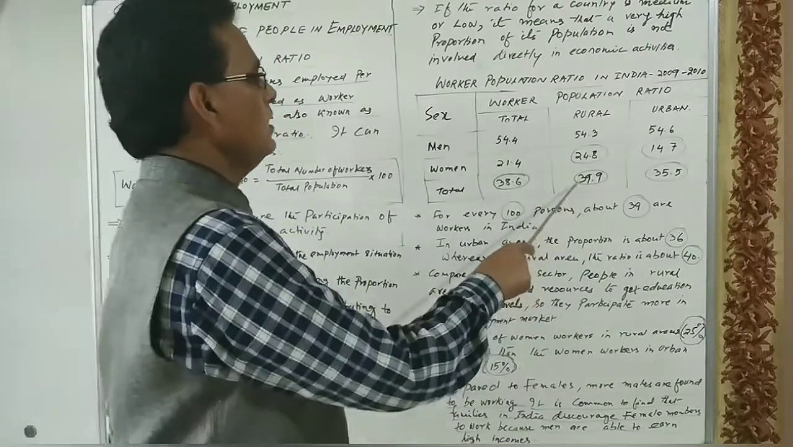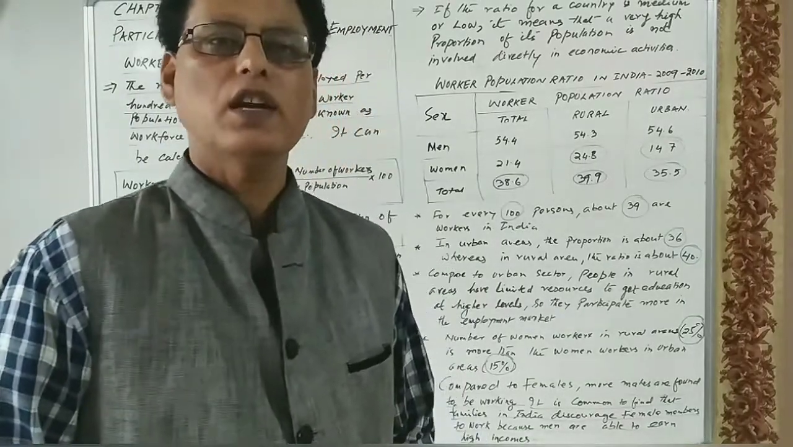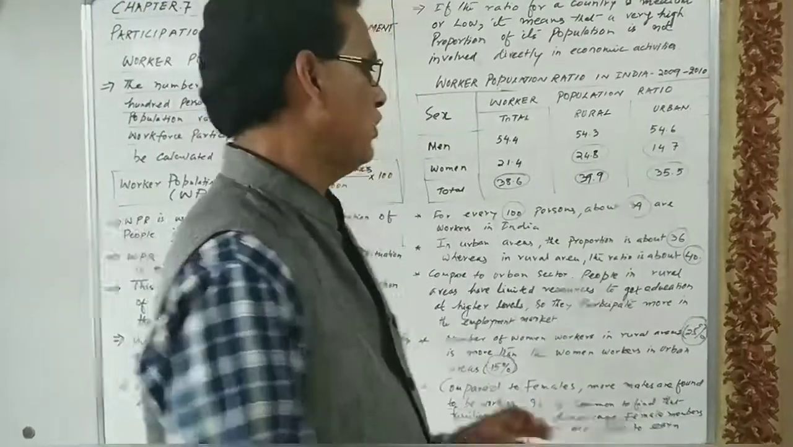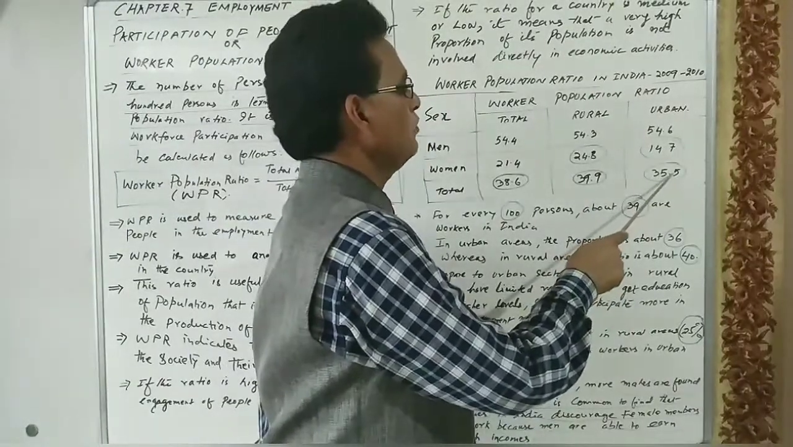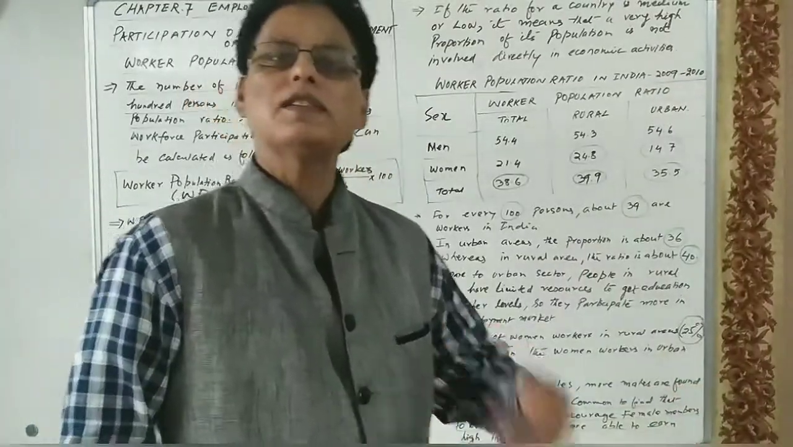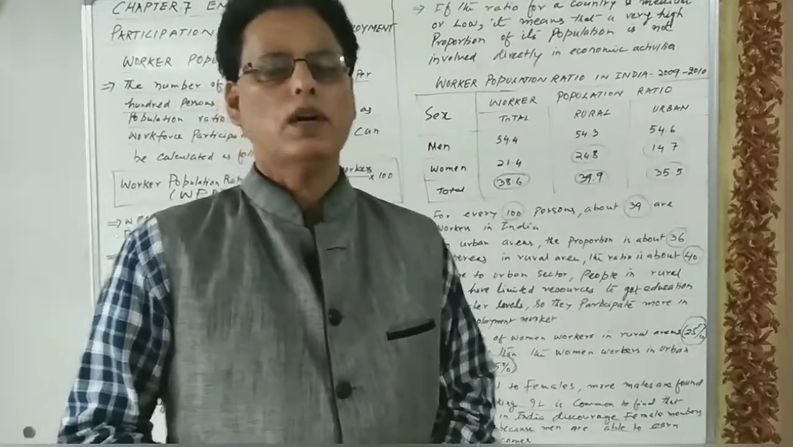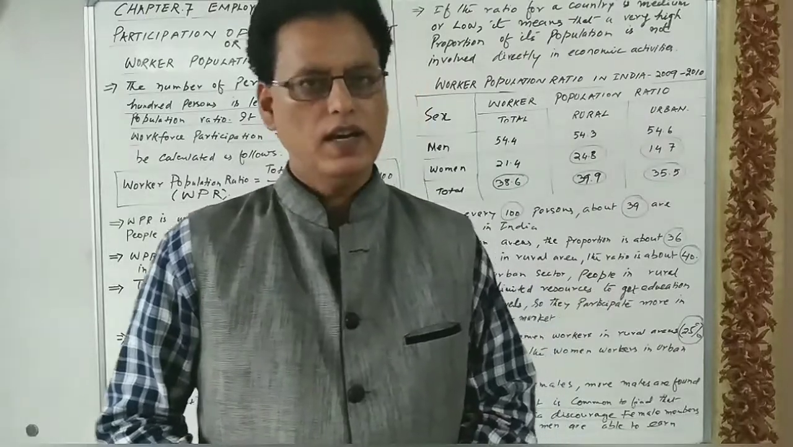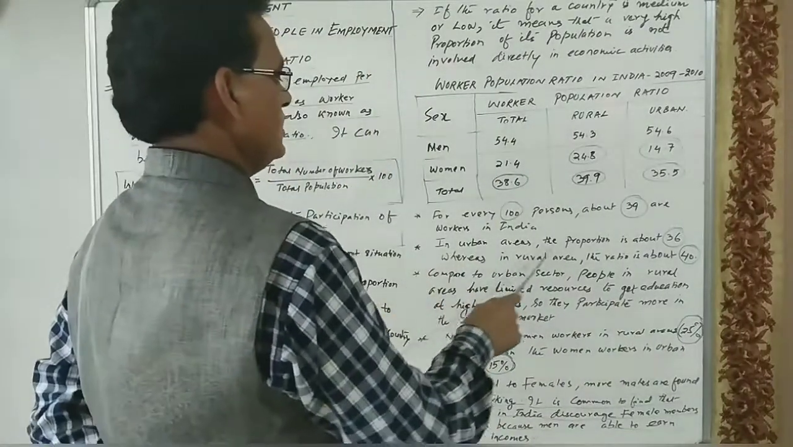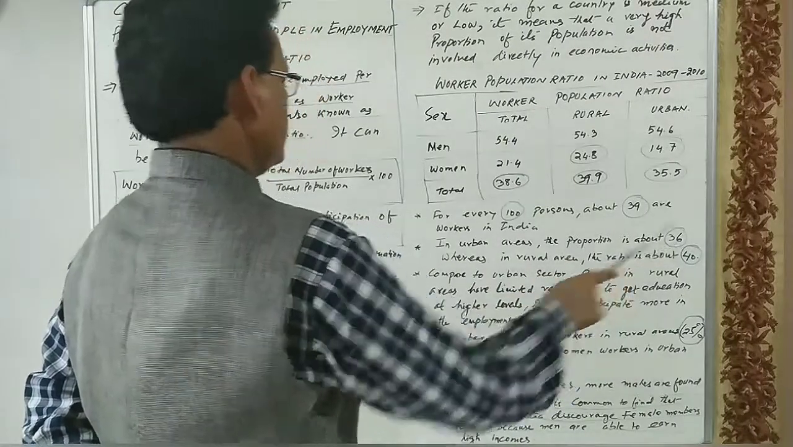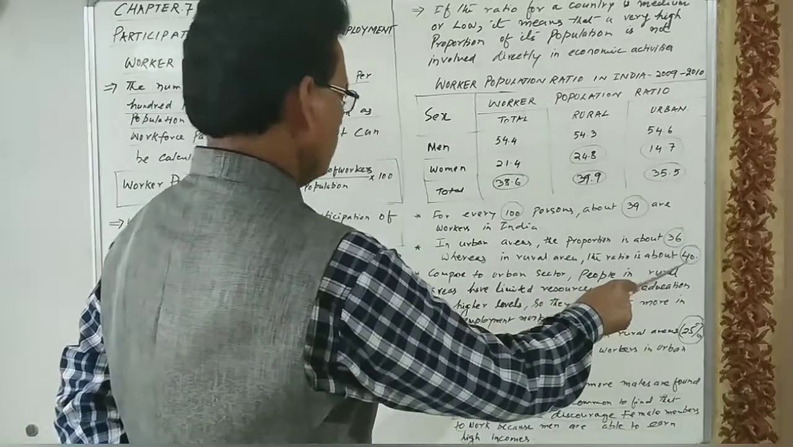39.9 means approximately 40. So the worker population ratio in rural areas is 40, whereas in urban areas it is 35.5, meaning 36. So it means the worker population ratio in urban areas is less than in rural areas. In urban areas the proportion is about 36, whereas in rural areas the ratio is about 40.